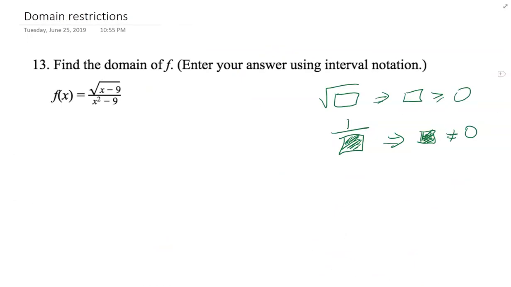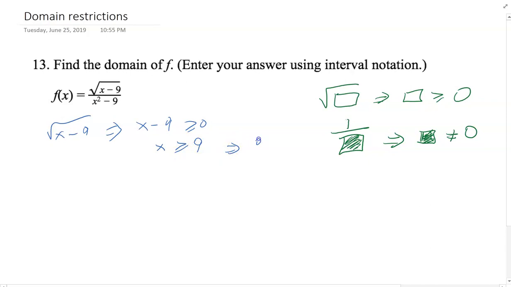Okay, let's talk about domain and range in terms of restriction. We have a square root restriction, where anything under the square root sign must be greater than or equal to 0. In terms of a denominator restriction, anything in the denominator must not be equal to 0. In this case, apply these two restrictions here. We have radical x minus 9. We know that x minus 9 will be greater than or equal to 0, so x will be greater than or equal to 9. So here we're looking at 9 to infinity as your interval at the top.